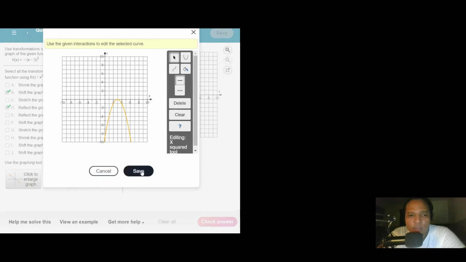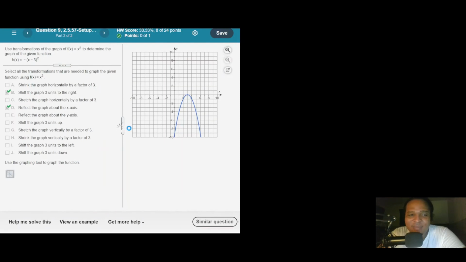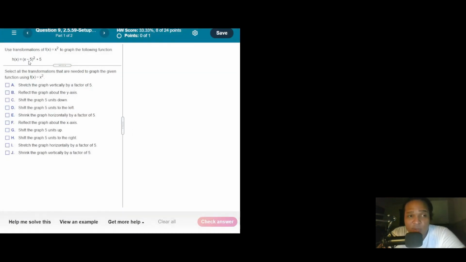Hit the X, hit save, and that's it. Okay, same deal. Remember the opposite, we're going to add 5 to your x's. It's going to the right if you're adding to the x, so that's going to be a shift to the right. There it is.